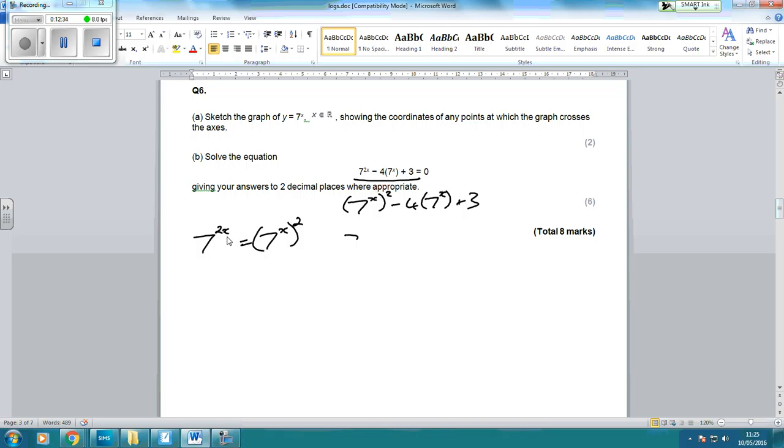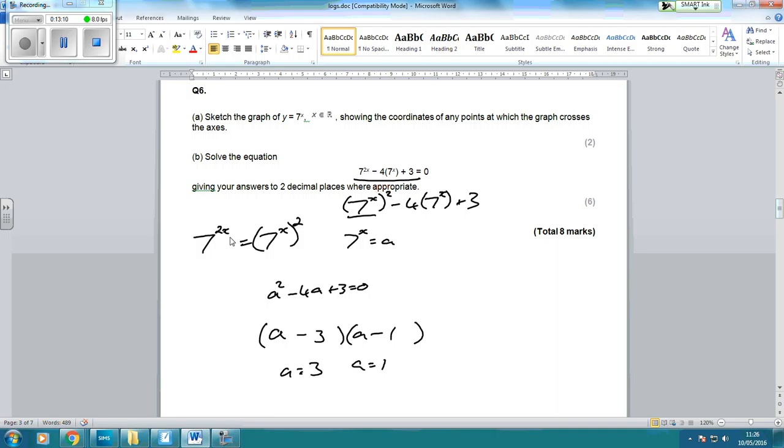If you want to, you can actually say 7 to the power of x equals, say, a. So you've got a squared minus 4a plus 3 equals 0. Or if you prefer, just factorising, but instead of the a, you write 7 to the power of x, that's also fine. But if you're not, you can factorise and get a minus 3 and a minus 1. So you've got a equals 3 and a equals 1. Oh, sorry, I've done part B first. I'll go back and do part A in a second.